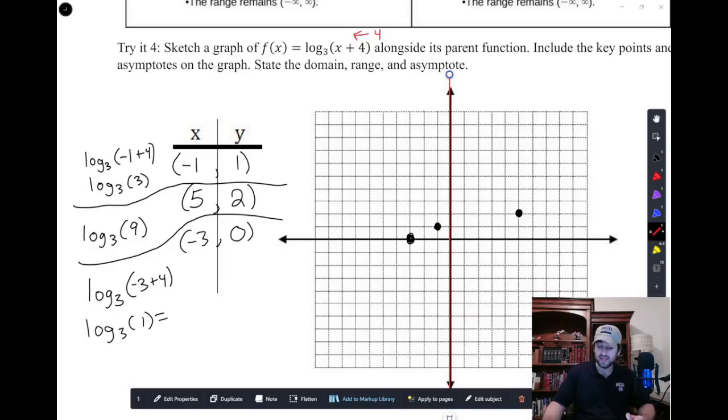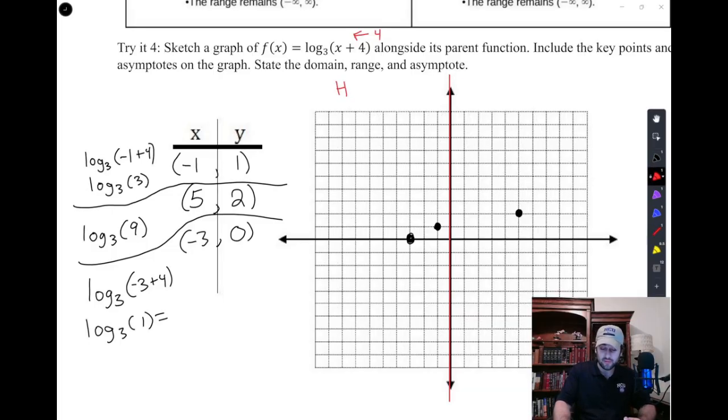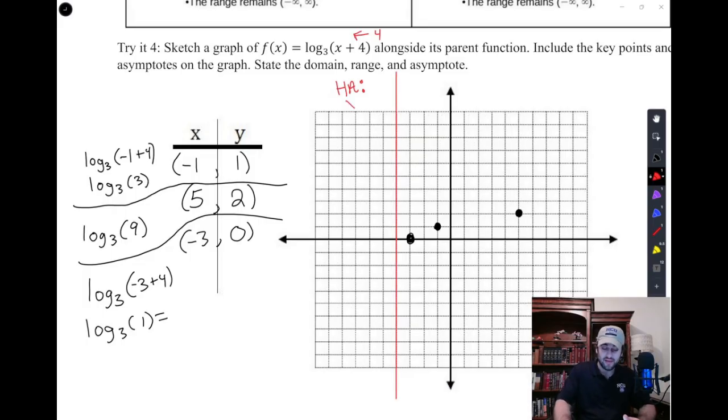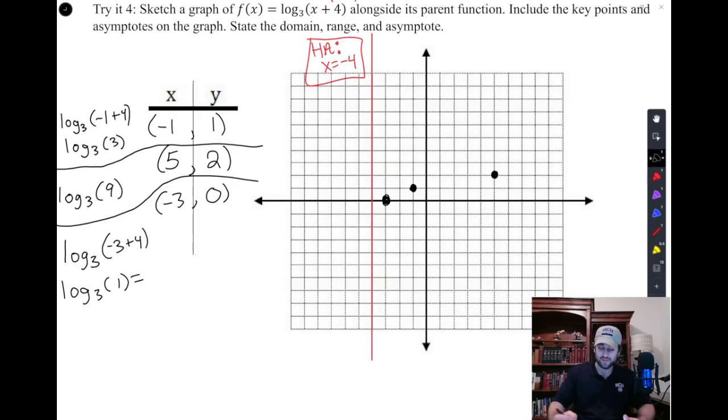And so if you originally had a vertical asymptote at x equals 0, I'm just going to move it over 4 and say, there's my new asymptote at x equals negative 4. And if I connect my dots for the rest of the problem, it should look like that logarithmic function that we've been seeing come up all day.